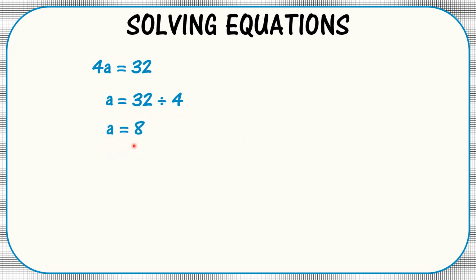A is obviously equal to 8. We can check our answer by replacing this a with this 8. So 4 times 8 is equal to 32. So we know our answer is correct. Let's go through another example.